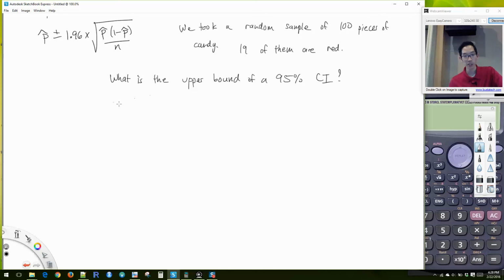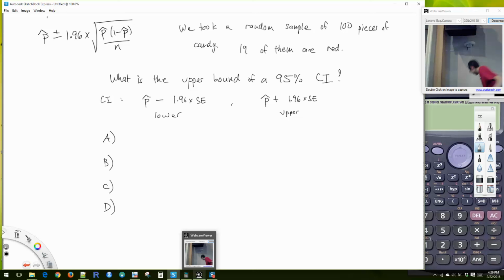So upper bound, keep in mind, a confidence interval has two ends. It's got p hat minus 1.96 times the standard error, and p hat plus 1.96 times the standard error. So we often just write plus or minus. This one's the upper bound when you add the margin of error, and when you subtract the margin of error, this is the lower bound. Okay, so I have to make up some fake answers here also. And we'll turn on our clickers here. Okay, so let me just try this out.